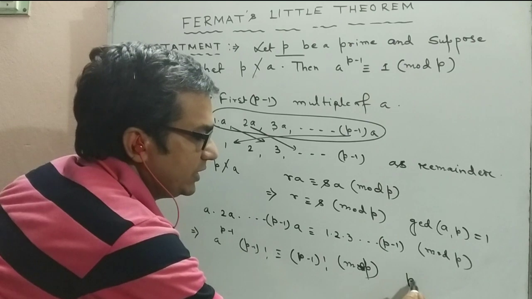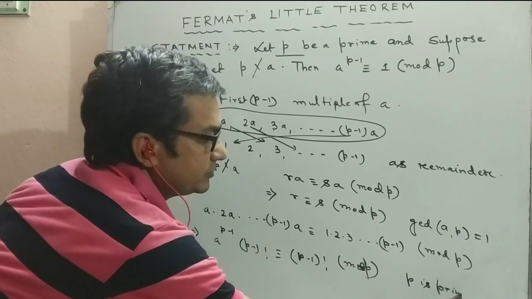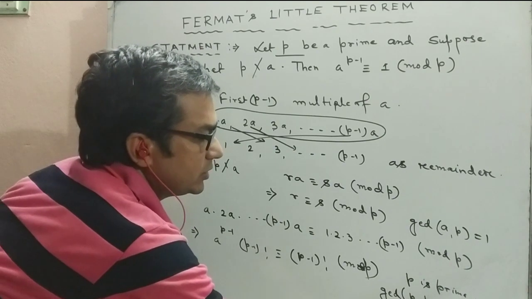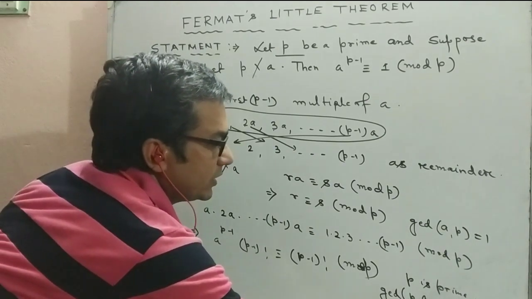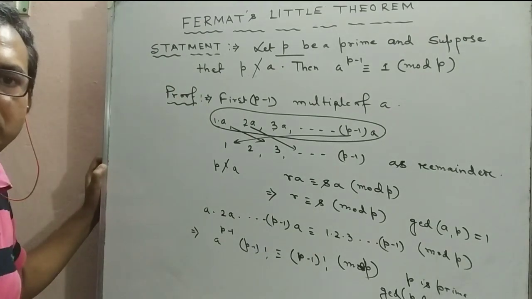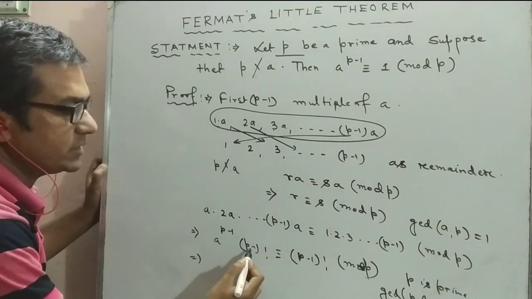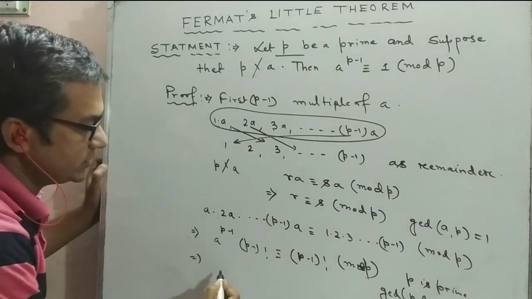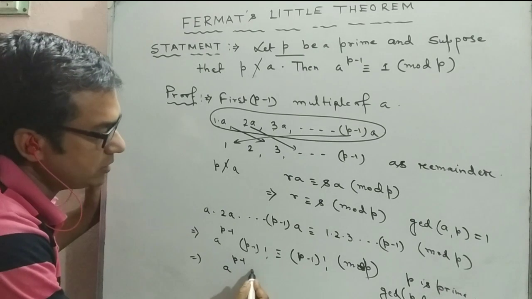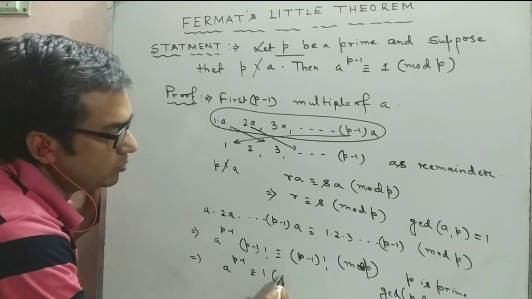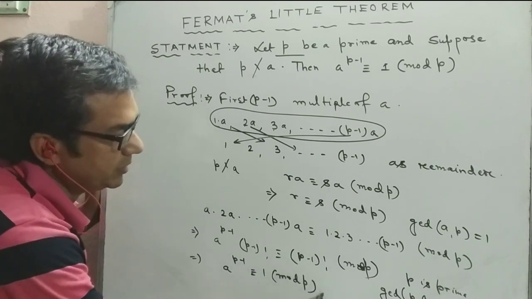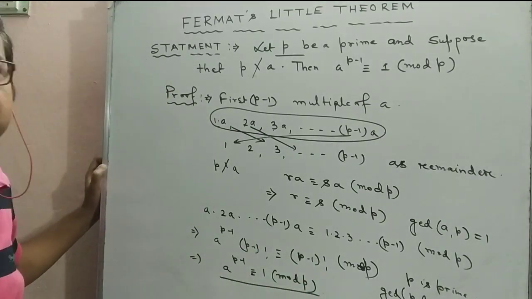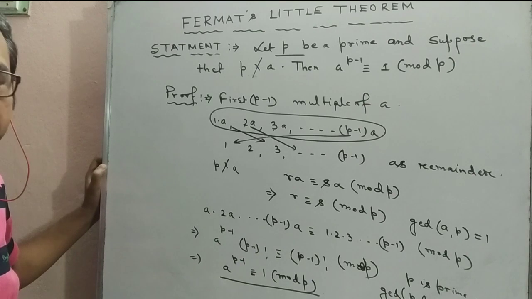Since p is prime, the GCD of p and p minus 1 factorial must be equal to 1. That is, we can cancel p minus 1 factorial from both sides. That is, a to the power p minus 1 congruent to 1 mod p. And this is Fermat's little theorem. Okay.